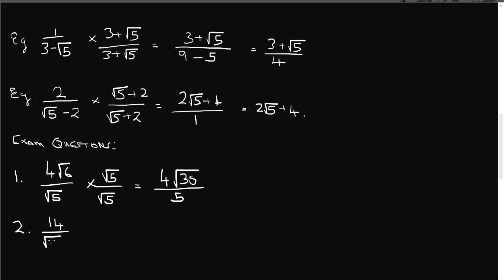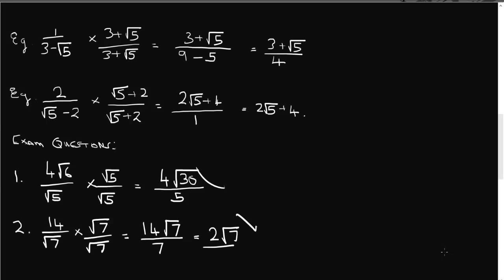Next exam question, 14 over root 7. What we're going to do is multiply top and bottom by root 7. So there we've got 14 root 7 divided by root 7 times root 7 is 7. Rationalise the denominator, and we've got 14 over 7 is 2. So we get 2 root 7. So that's the answer to that, 2 root 7. So we'll have a tick for that, a tick for that, and we'll go on to question 3.